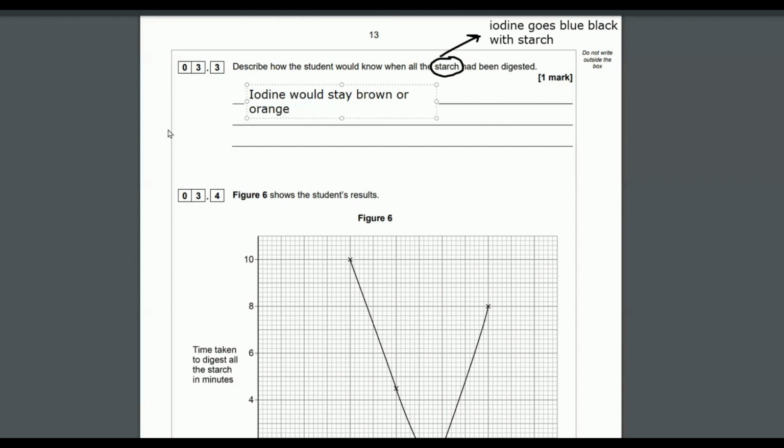You might even get the mark for just saying the iodine won't go blue-black. And that is what the answer would be for that. So I think you get the mark as well. If you can't remember that it's orange, if you just say iodine does not go blue or black, then you will also get that mark. Cool.